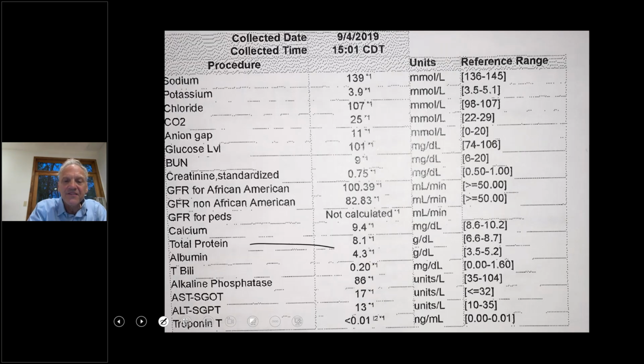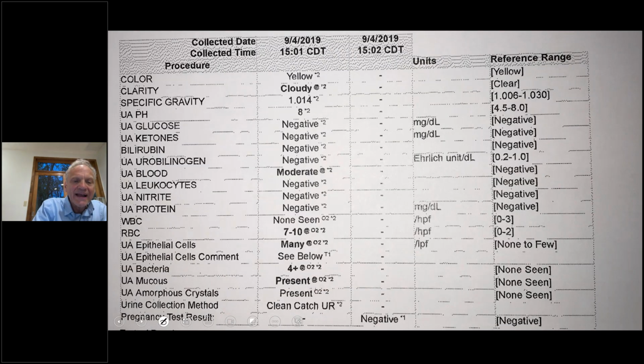Total protein, look at this, 8.1. I will guarantee this patient has a bacterial infection. Absolutely, and it's probably what's driving this. All right, so look at this. Bacteria in the urine. She had a 4+ bacteria in urine.